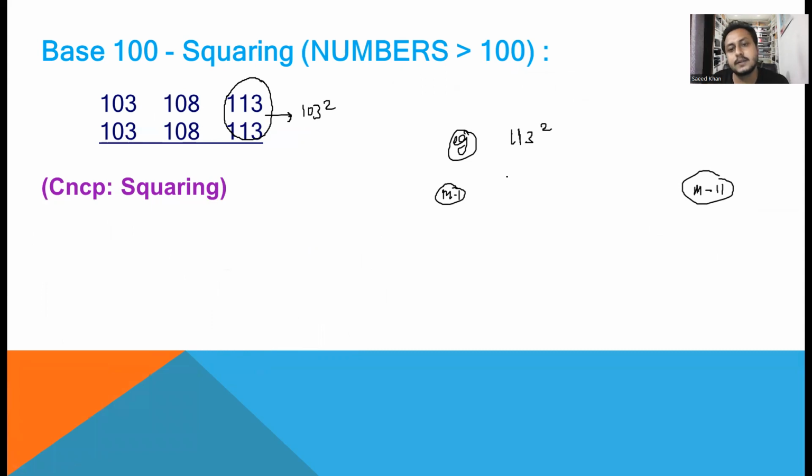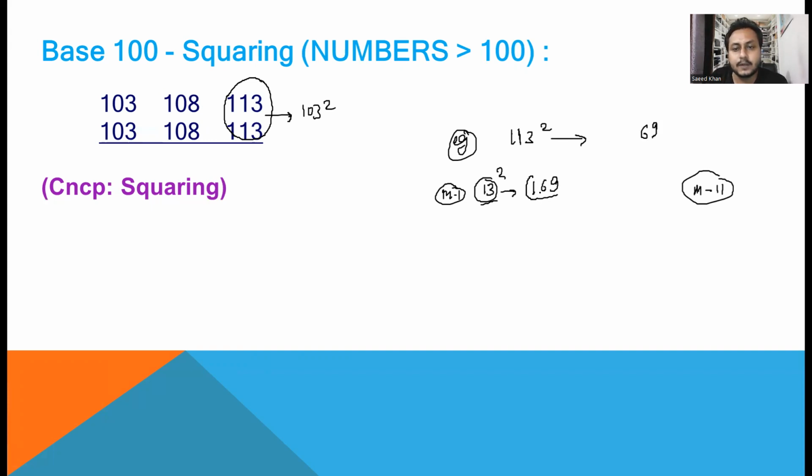113 square, guys. So first, let's see, 113 is how much more than 100? 13 more than 100, right? So the last two digits of 113 square should be the same as 13 square. 13 square is what? 169. So the last two digits of 113 square should be 69.